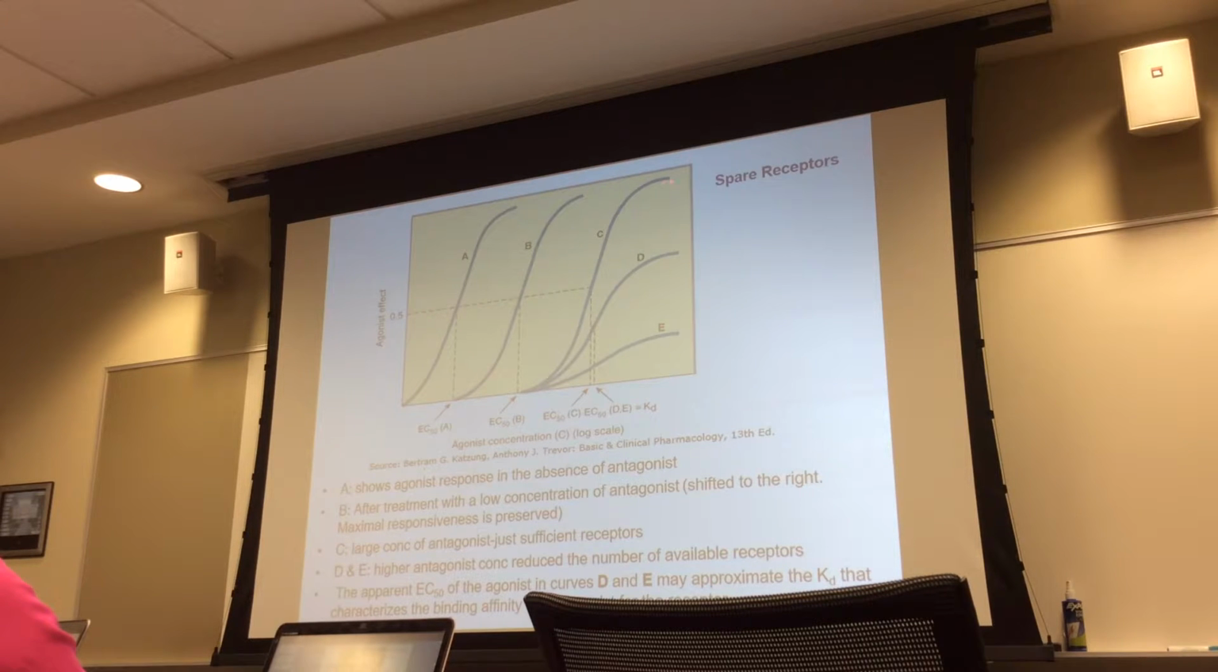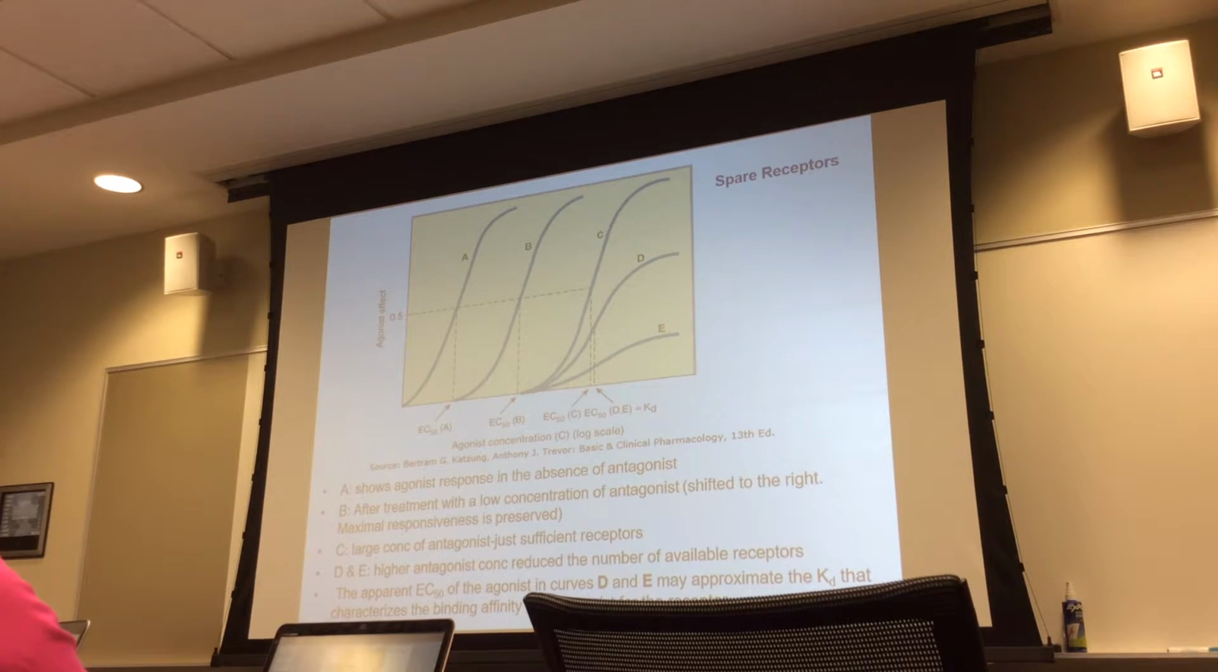Then you added more concentration, and this is now C. So you also need more concentration to achieve the same EC50. But at this stage, the spare receptors are already used, just enough for you to get the action.